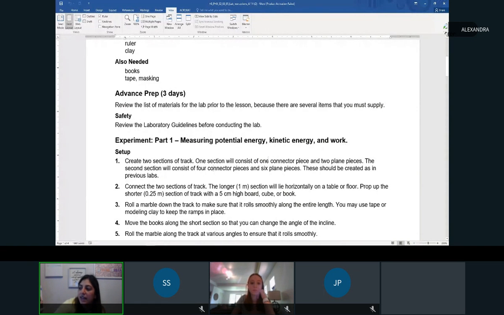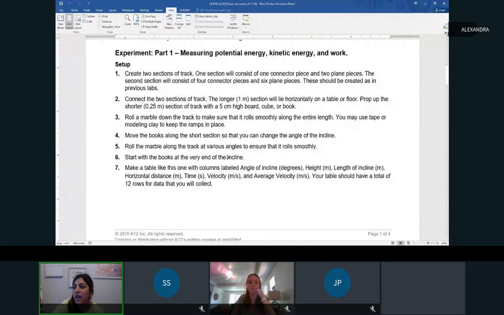You are going to be connecting two pieces, and there's a video we're going to watch that also shows you, and it's in the lab lesson. So we'll have different sources to show us what we're going to be doing. The first part of the lab is really about the angle of incline, meaning the way that we change the height.